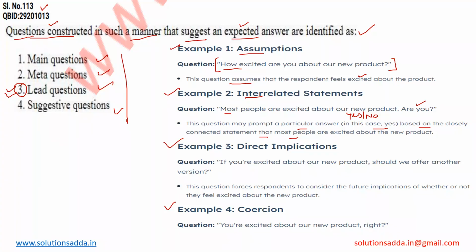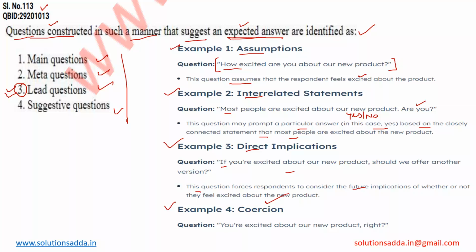Next example for the lead question would be the direct implications, in which we are asking questions like this: if you are excited about our new product, should we offer another version? So here again the answer will be in 2 states, yes or no. This question forces the respondent to consider the future implications of whether or not they feel excited about our new product. So these are some of the types of lead questions, and the question itself asks us about a question constructed in such a manner that suggests an expected answer. Here in all the examples we already assume what could be the respondent's answer.